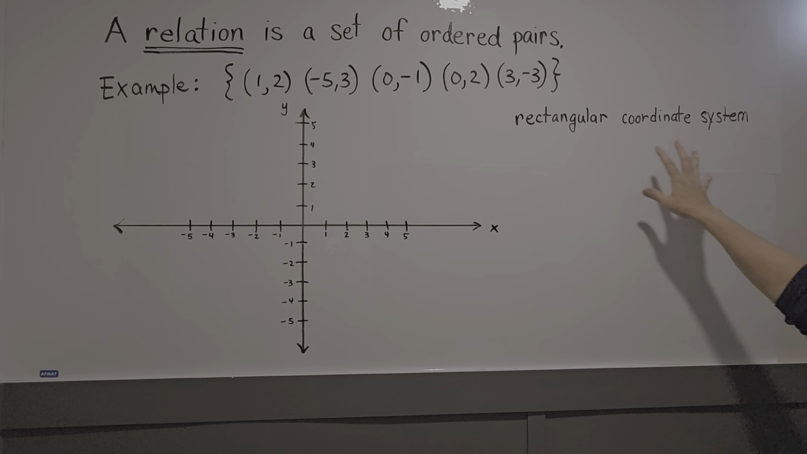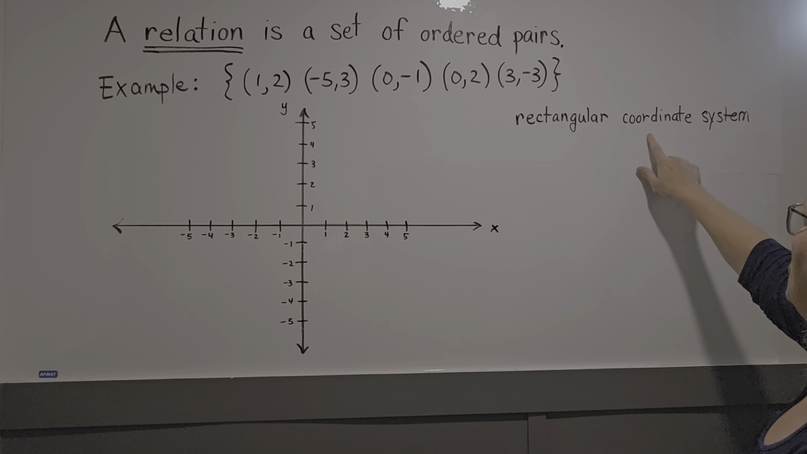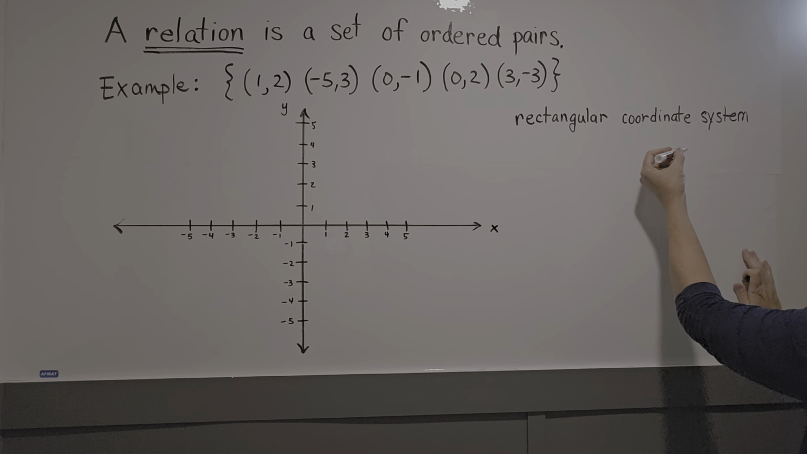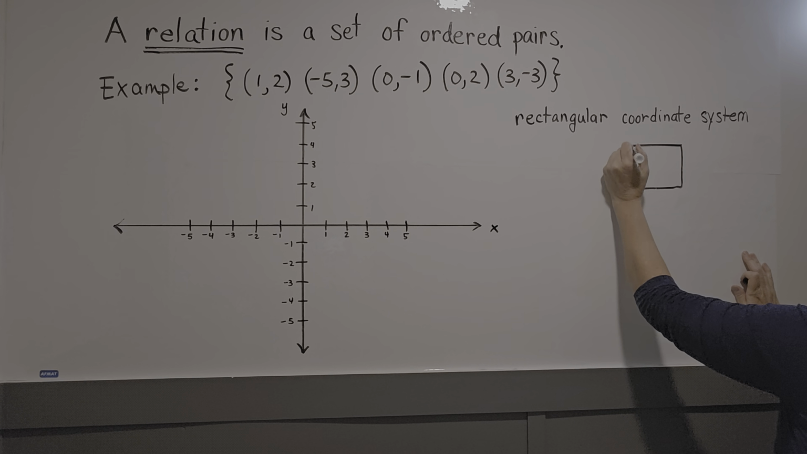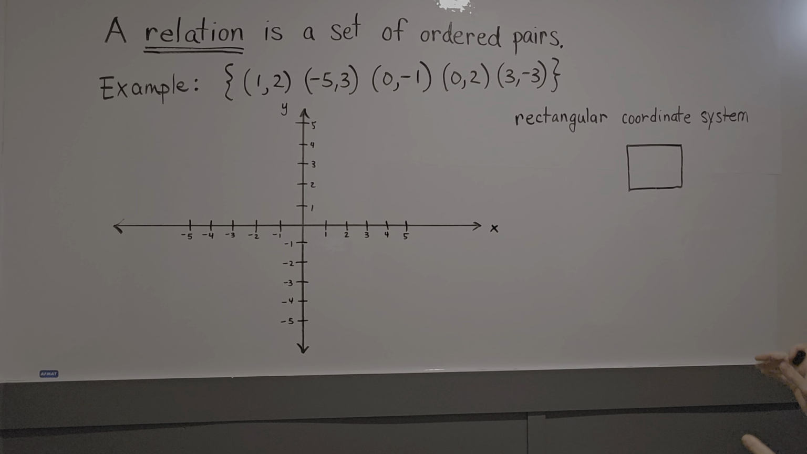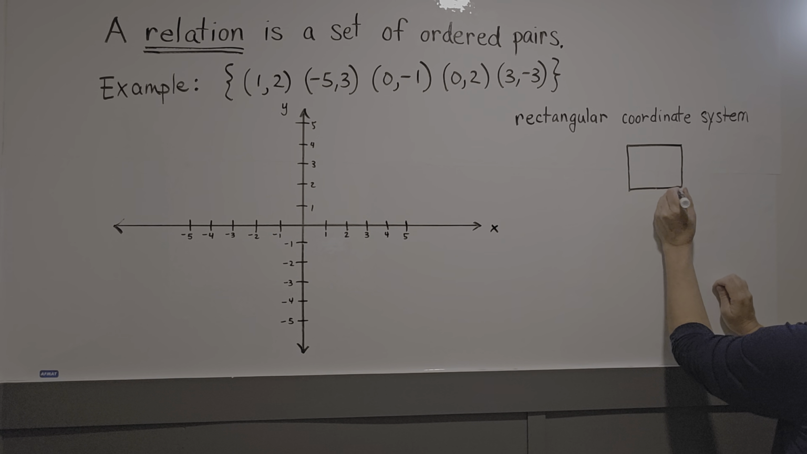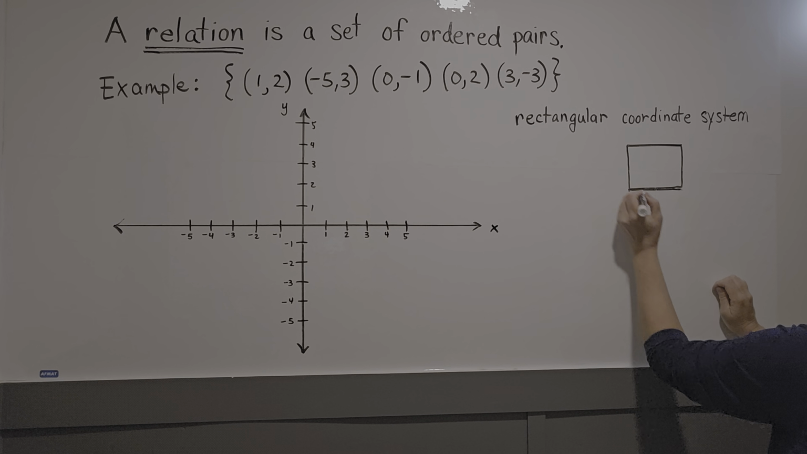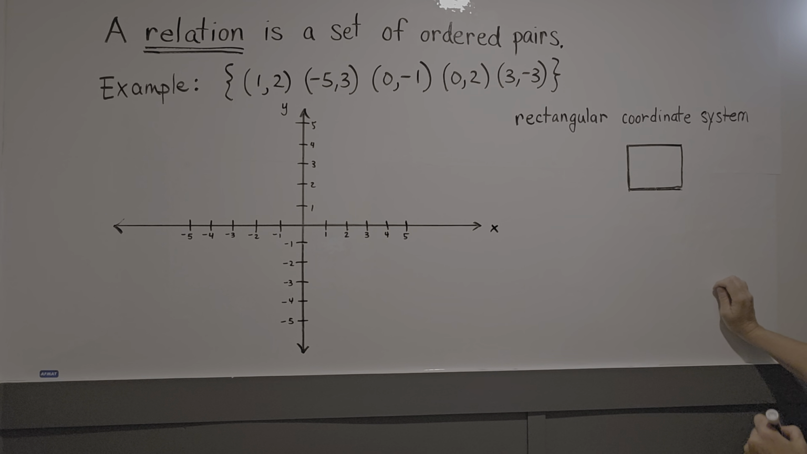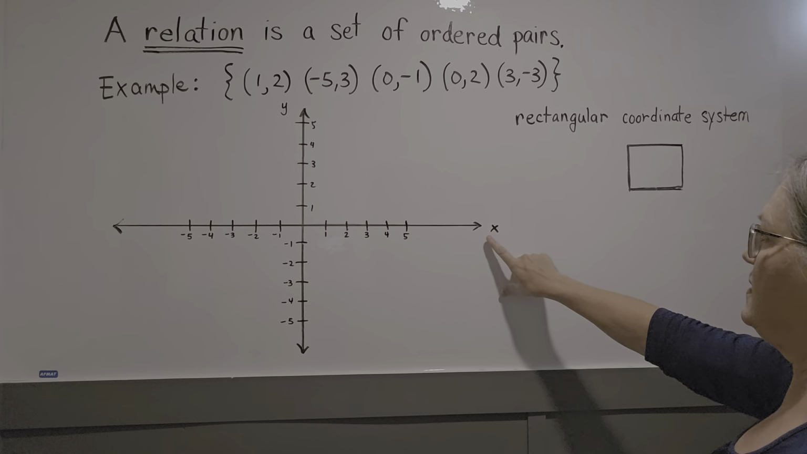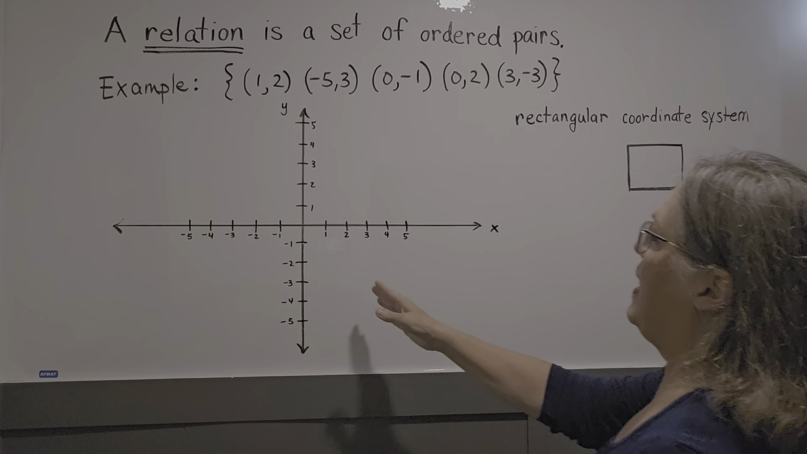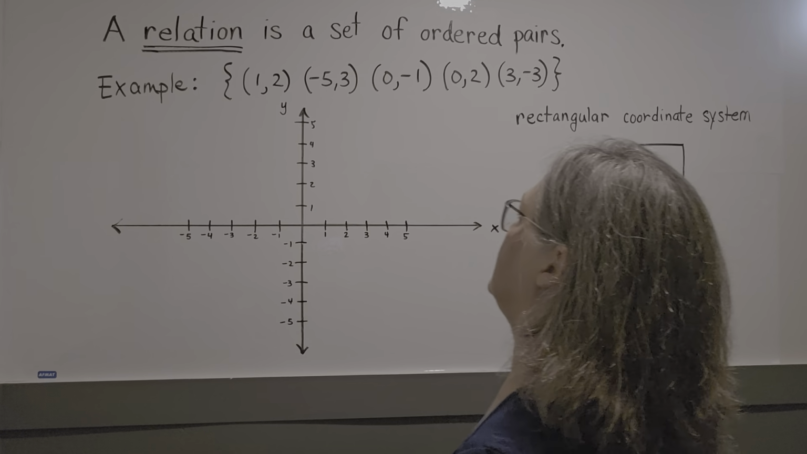And where does this idea of rectangular coordinate system come from? Well, if we draw a rectangle, one thing you'll notice about a rectangle is it takes up two dimensions. So you have a horizontal direction and then you have a vertical direction of the rectangle. And so that's exactly what happens here. We have a horizontal axis called the x-axis and a vertical axis called the y-axis.